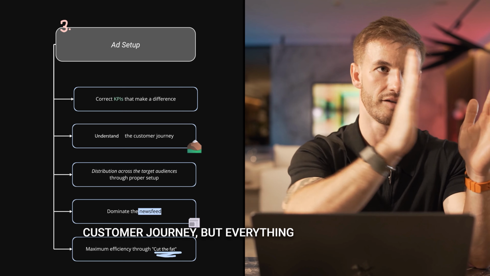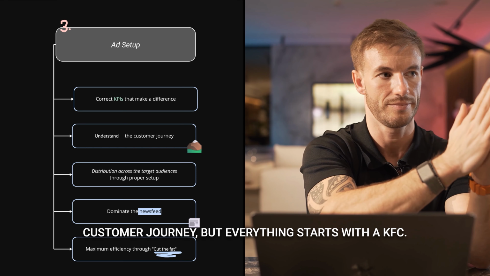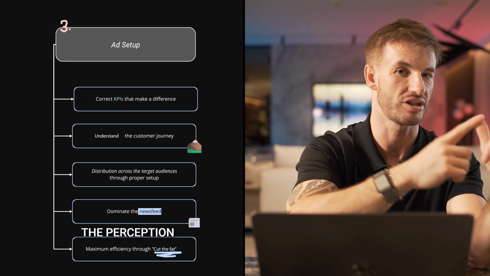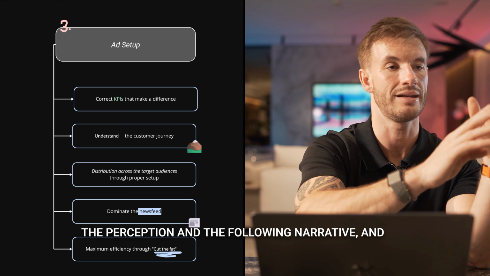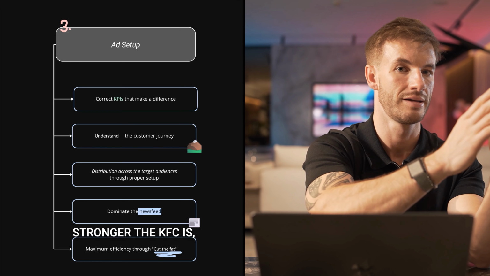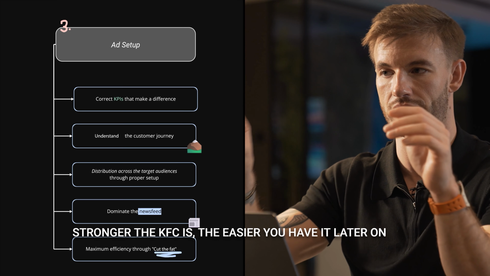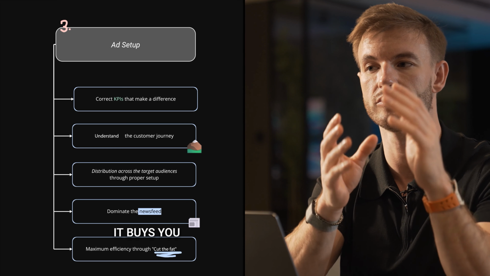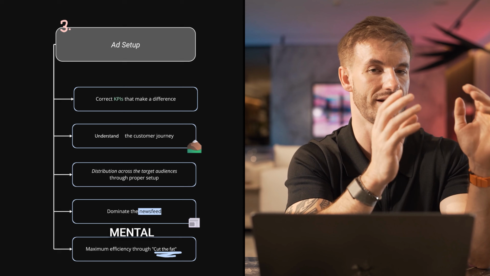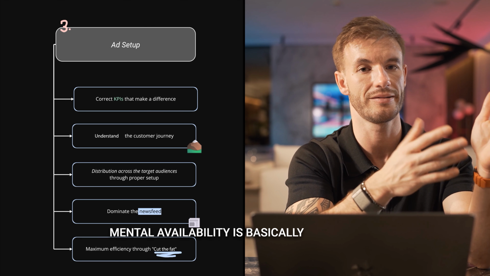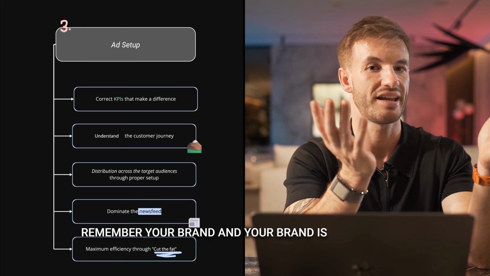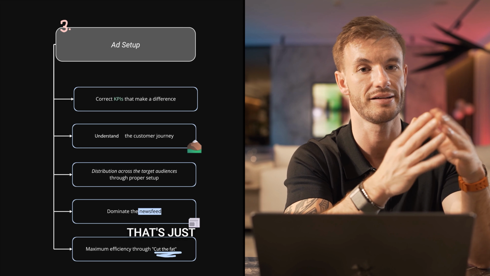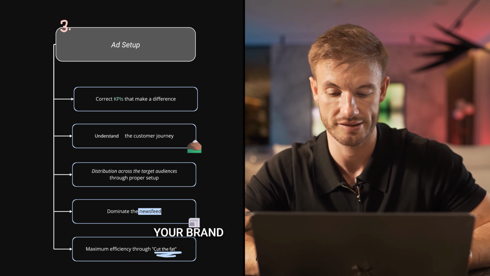But everything starts with the KFC, the key first click. This is the oscillator because it sets the perception and the following narrative. And the stronger the KFC is, the easier you have it later on with all the other points. Because in the end, it's also branding. It buys you mind share, mental availability. Mental availability is basically that people remember your brand. And your brand is nothing else than what people feel after hearing the name of your brand. That's just the label, the abstract for it.